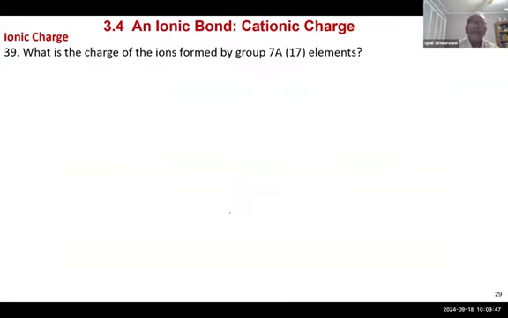What is the charge on the ion formed by group 7A? I think we talked about that, -1. 7A is a non-metal halogen group. Therefore, it gains 1 electron to form the octet. Answer is C.